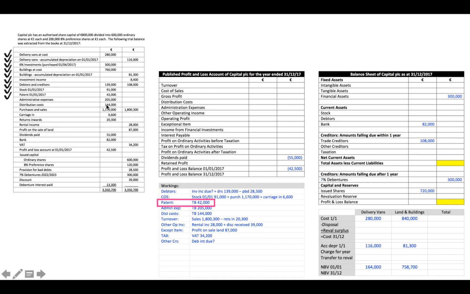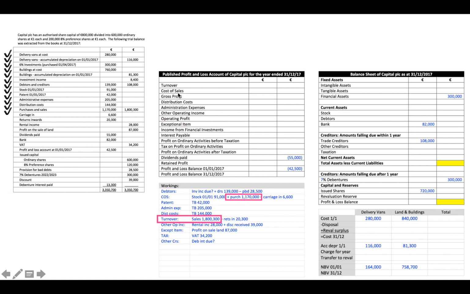Then we have administration expenses, €205,000, so into your admin expenses, €205,000. Then we have distribution costs, €144,000, so €144,000 goes into distribution costs. Then you have purchases and sales. Your purchases goes into your cost of sales heading, your working for that, 1,170,000.